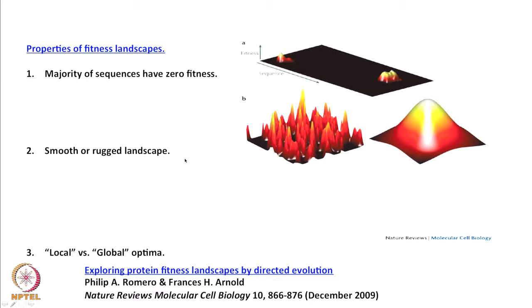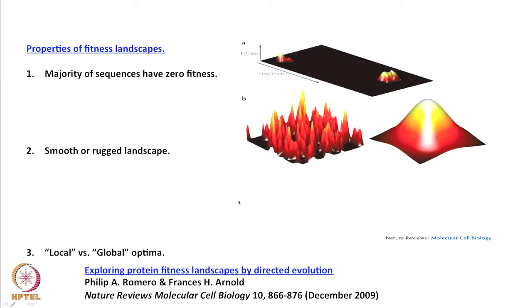So the second property of fitness landscapes is that they could be very rugged in nature, a rugged landscape corresponding to the figure on the left, or they could be very smooth, which is the figure on the right. And this will, as we have seen, dictate how populations move and where they eventually end up as they move with time.